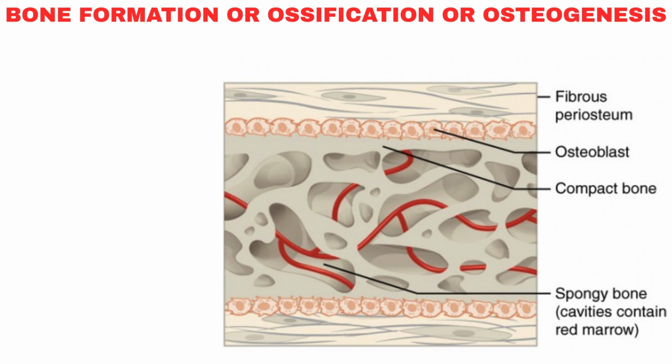During intramembranous ossification, compact and spongy bone develops directly from sheets of mesenchymal, or undifferentiated, connective tissue. The flat bones of the face and skull, most of the cranial bones, the mandible, hip bone, and the clavicle are formed via intramembranous ossification.